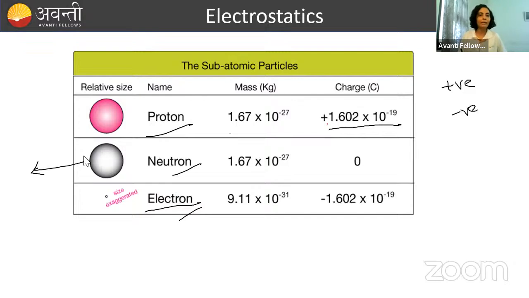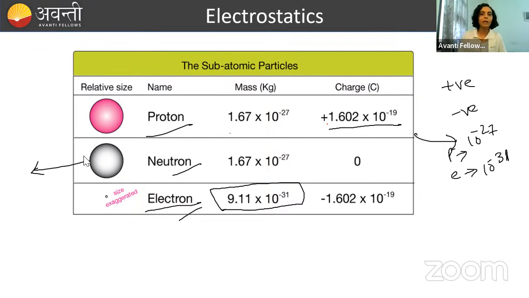Okay, and if you look at it, the mass of the electron is 9.11 into 10 to the power minus 31 kg. It means the mass of proton is of the order of how much? 10 to the power minus 27. The mass of proton is of the order 10 to the power minus 27, and the mass of electron is of the order 10 to the power minus 30. That is, the proton is how many times heavier? 10 to the power 4 times heavier.